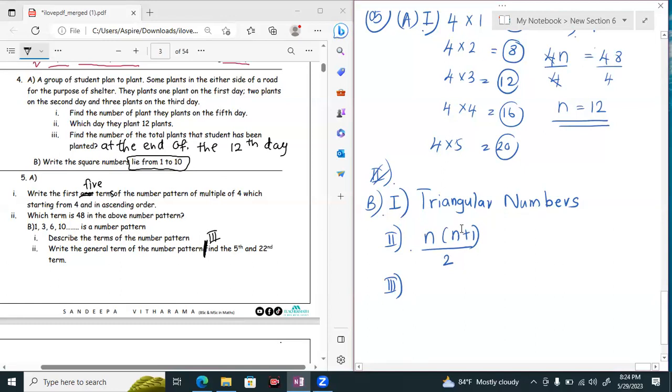The general term of the triangular number pattern. No, there were many times in each of the questions. The same way, when you do the unit-wide revision using the Western Province paper book, you will be able to find these kinds of questions. Then you will have better practice.